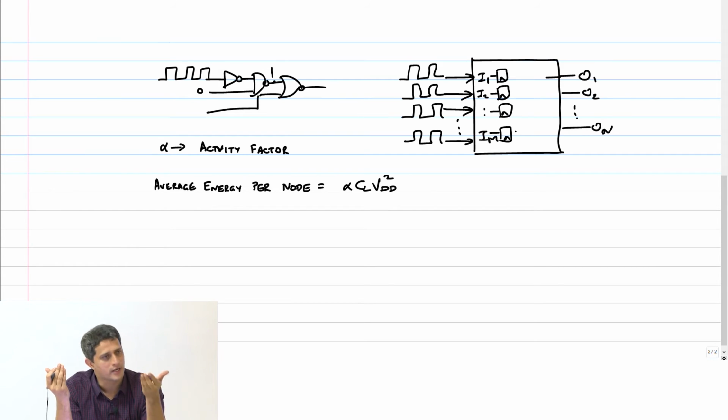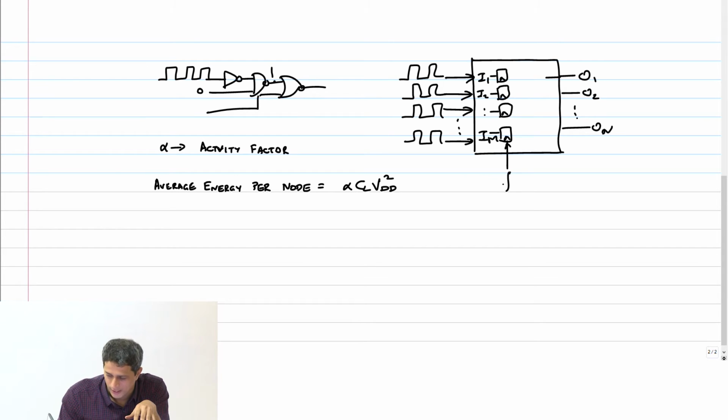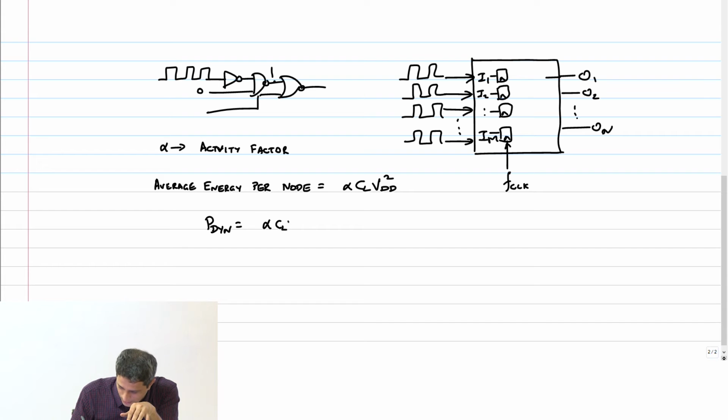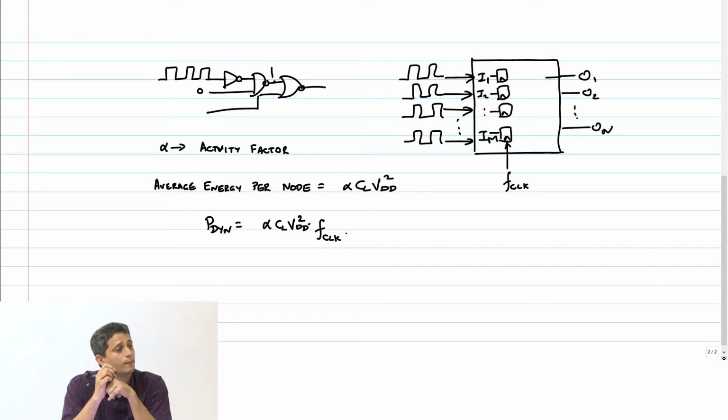And if that clock is running at a frequency of f clock, then what is the dynamic power? It's the rate of change of energy, right? You have alpha CL VDD squared, which is the average energy depending on switching factor and all that, and this is going to happen at a rate of f clock, right? Therefore alpha CL VDD squared into F clock is the dynamic power for a logic gate in general.